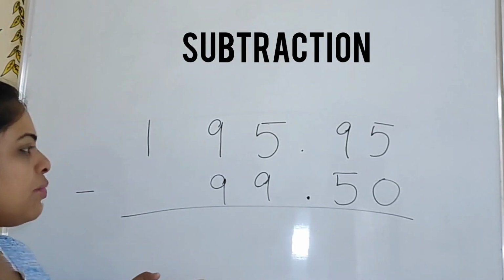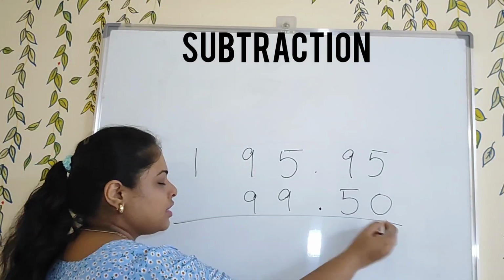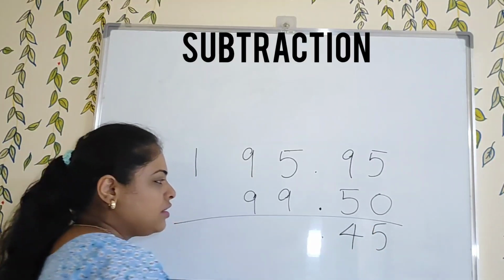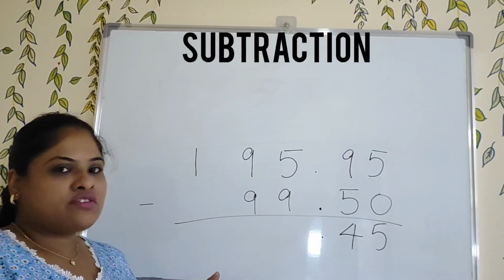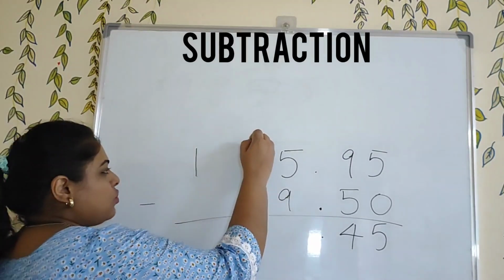Now, as I have written big, it's easy to understand. 195.95 minus 99.50. 5 minus 0 is 5. 9 minus 5 is 4. We retain the decimal point as it is. Now, 5 minus 9, of course, you cannot subtract a bigger number from a smaller number, so we have to borrow. So I borrow it from here.